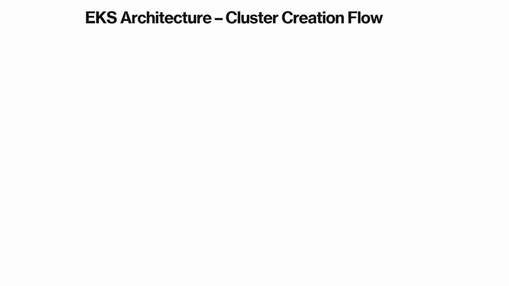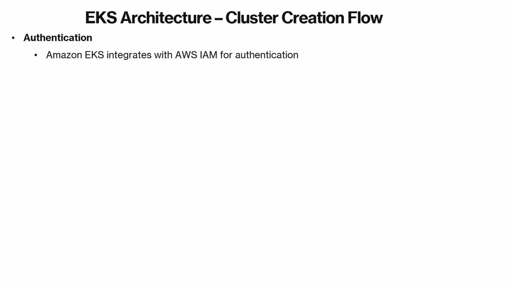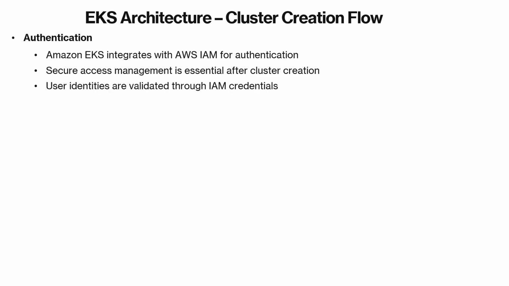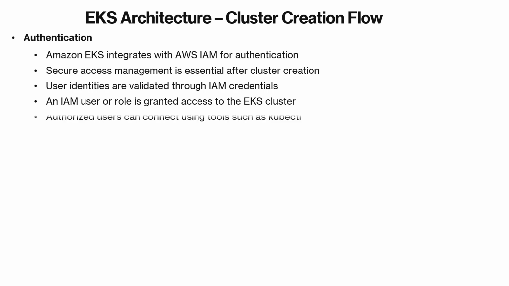Now, once the cluster is running, access control becomes essential. Authentication is handled using AWS IAM. When a user tries to access the cluster, EKS uses their IAM identity to verify if they are allowed to connect. In our case, we are using the Harsh user, and we provide an IAM access entry for this user. This access entry tells EKS that the user is allowed to authenticate and connect to the Kubernetes cluster using tools like kubectl.